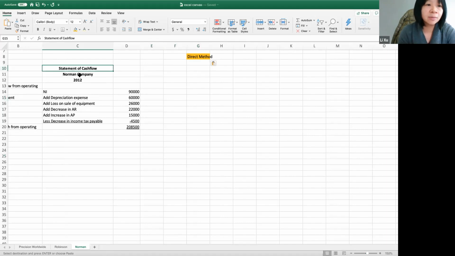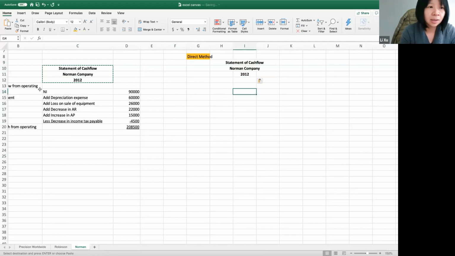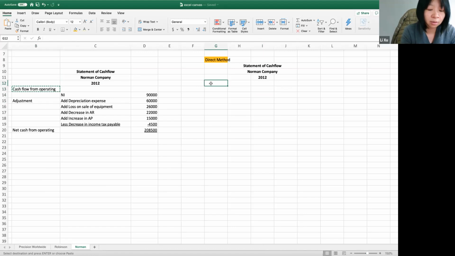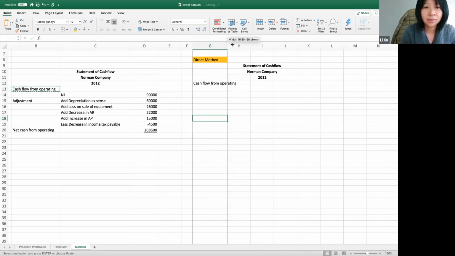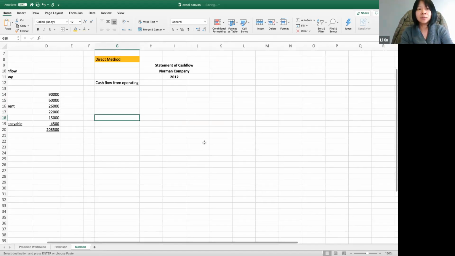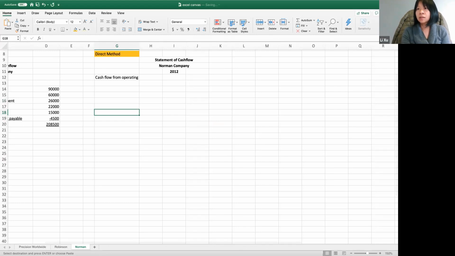Okay, so now let's go back to the Norman company. We are going to do the direct method. Same, copy and paste to get the company name down. Okay, direct method, right? We only need to think about the operating section, which is awesome. Now what we're going to do is analyze the items on the income statement one by one. We only need to consider the items which have a cash impact, which means every time you see a depreciation expense or amortization expense, you can cross them out.